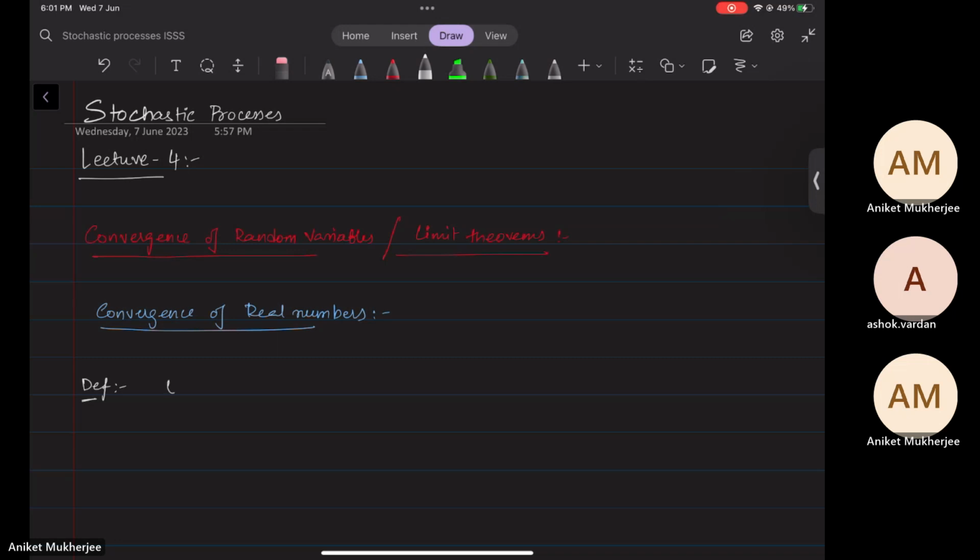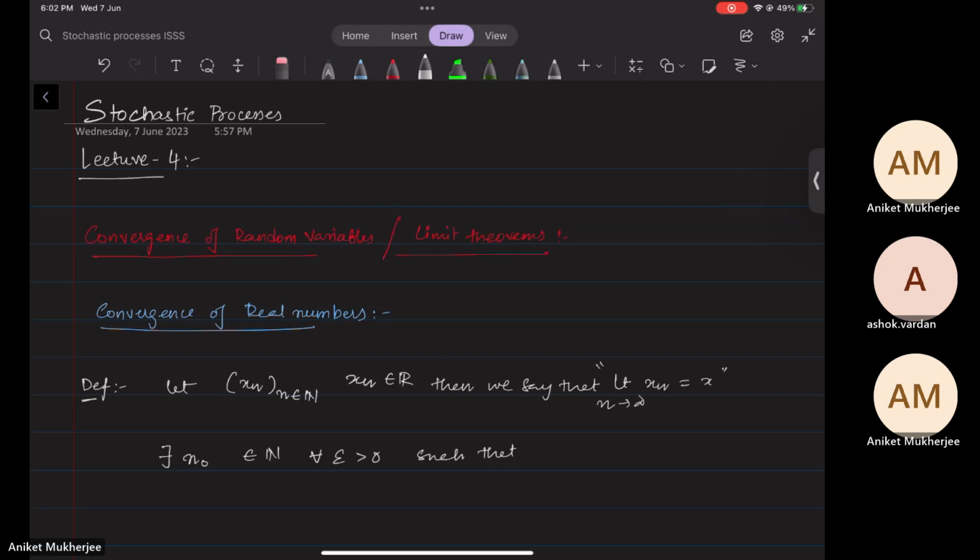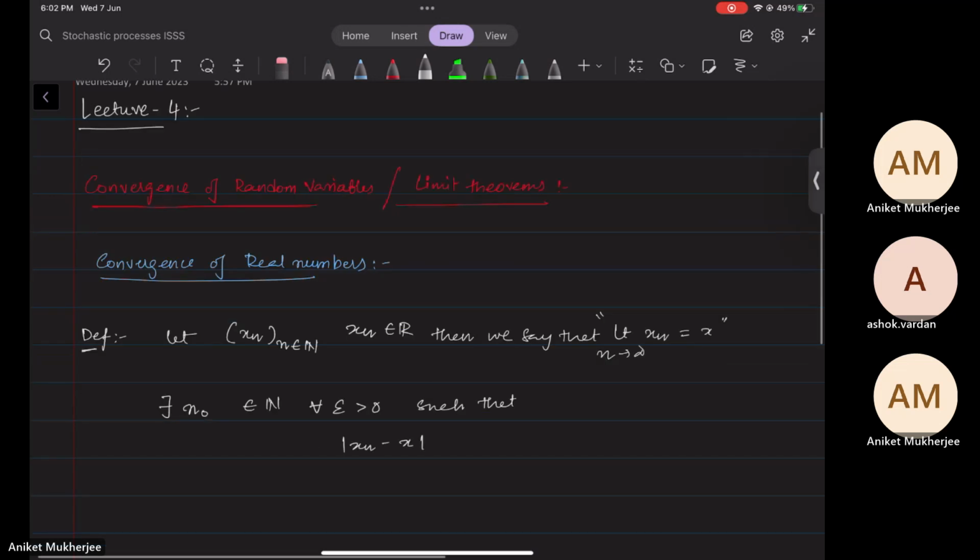So let you have a sequence xn, n belongs to N, with xn belongs to R. Then we say that the limit as n tends to infinity of xn equals x. This notion of limit, that the sequence converges to a point x, is said that for all epsilon greater than 0, there exists n naught belongs to the natural numbers such that the distance between xn and x is less than epsilon for all n greater than or equal to n naught.